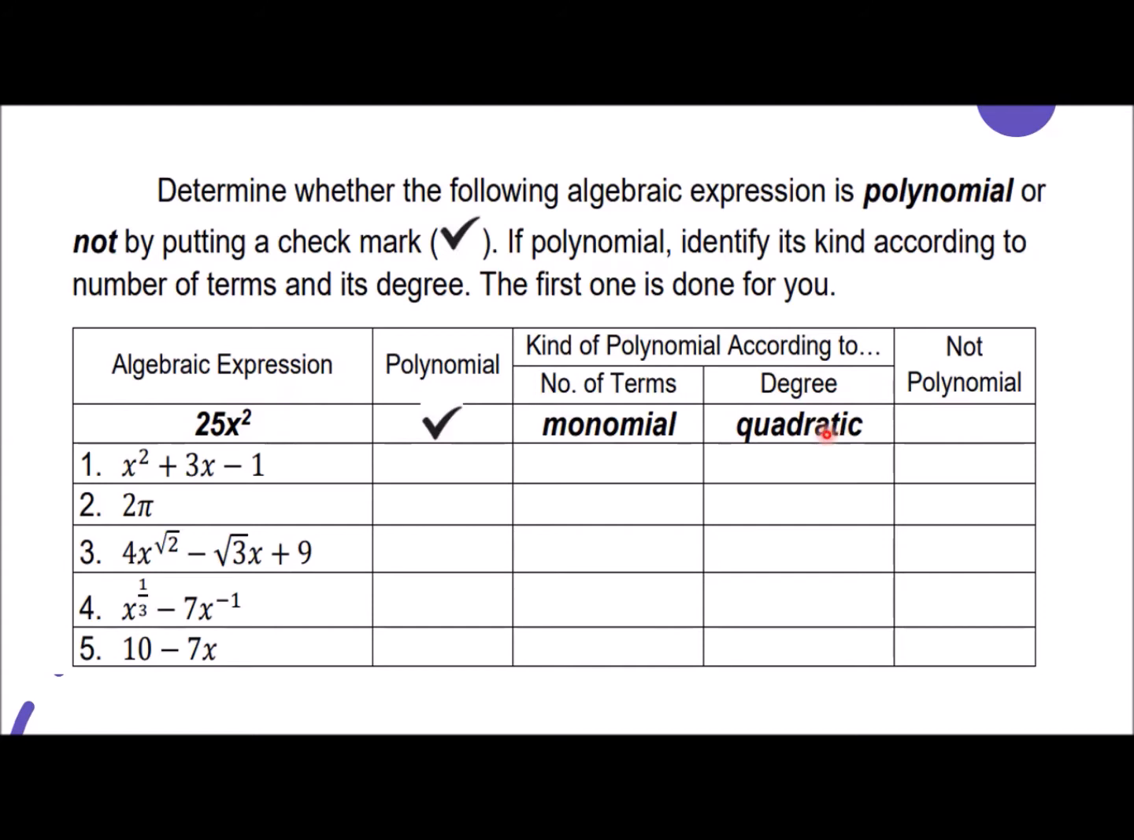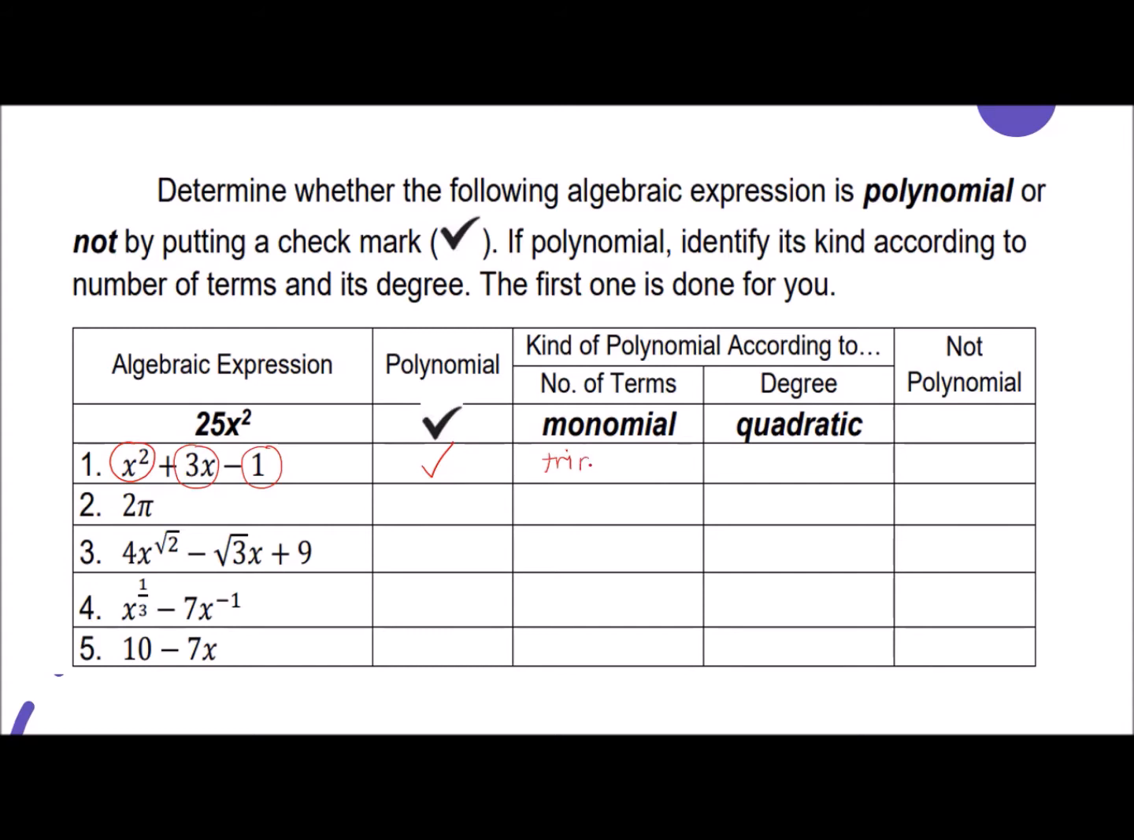So let us try. Would you mind to join me on this activity? For number 1, is this a polynomial? Okay, that's great. So this is a polynomial. And how many terms do we have? Para malaman nyo kung ilang terms, tingnan nyo yung mga plus and minus signs or yung mga operations. Yun yung naghahati sa bawat terms. So first term, second term, and third term. So we have here 3 terms.